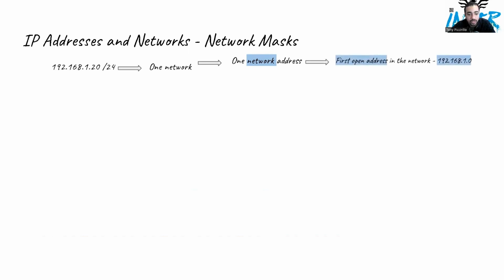The network address is usually the first open address in a network. In this case, that would be 192.168.1.0. Next, we have a group of available open addresses.